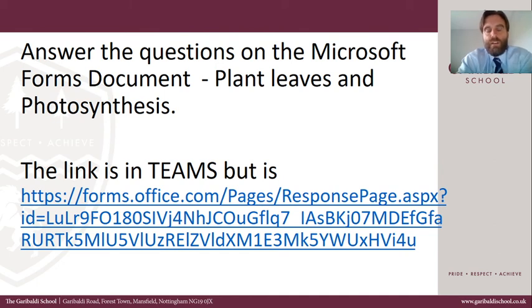So what I've put together is hopefully quite brief this week, because I appreciate you've got a shorter amount of time to do it. I would like you to try and answer the questions on the Microsoft Forms document that is linked to on Teams. The link is also on this slide, but I appreciate it's not going to be particularly easy for you to get it from there. It's titled Plant Leaves and Photosynthesis. I only want short answers from each question, because I'm not expecting long essays, but I do want you to do them in a way that shows me that you understand what this video lesson has been about.